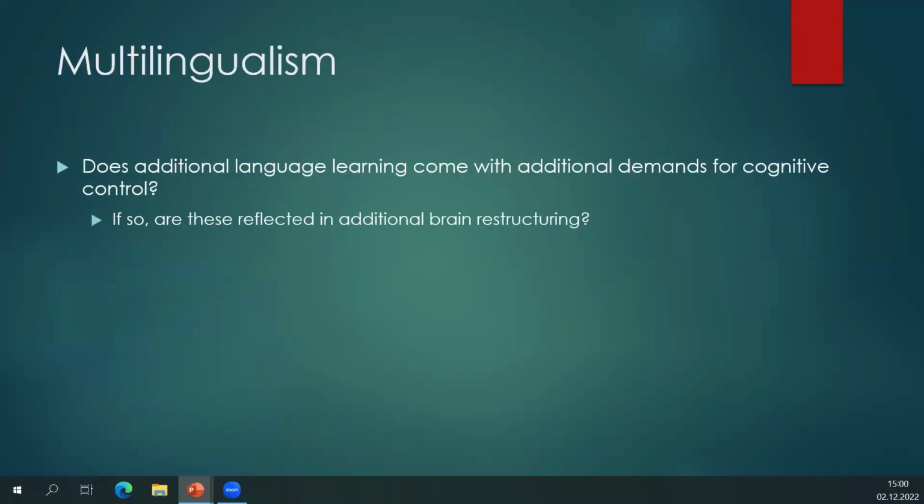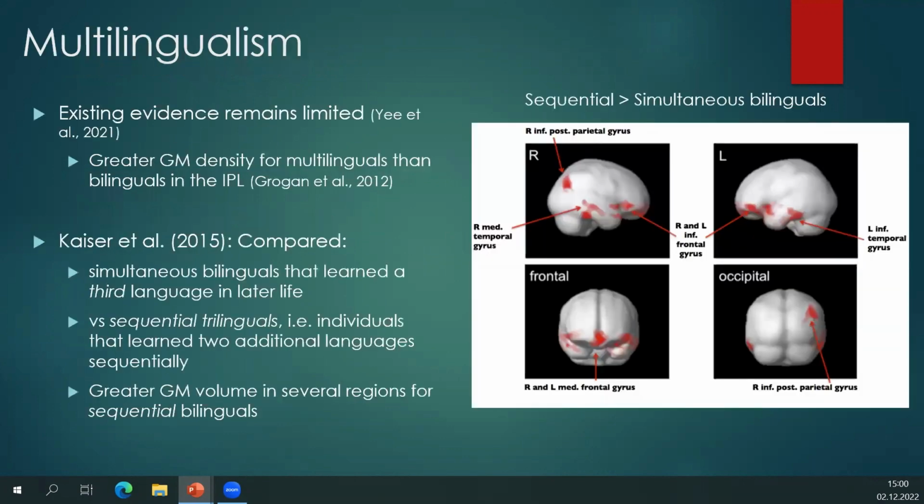I will focus on multilingualism because we have some recent data on it. Does additional language learning come with additional demands for cognitive control? If you're juggling between 3 languages, in active environments where they use the 3 languages, or 4 languages, does it mean you have more control demands to tackle? And does that translate into different effects on the brain, additional brain restructuring? Existing evidence remains limited. We have 3 or 4 studies available. Broadly, they report greater density for multilinguals versus bilinguals in the IPL. That's one of the key regions we saw at the beginning.